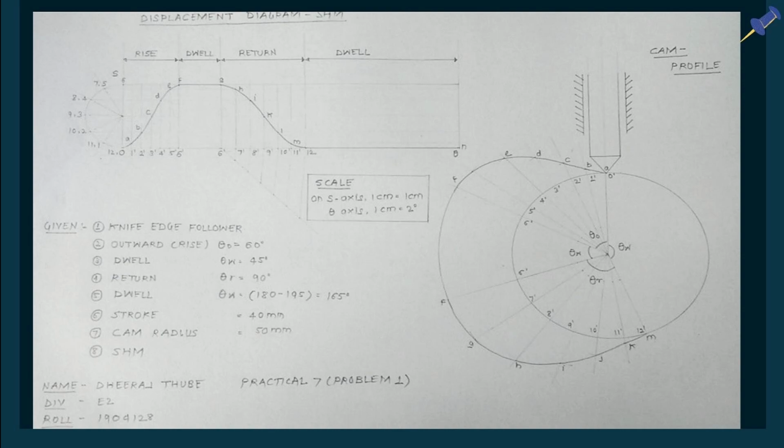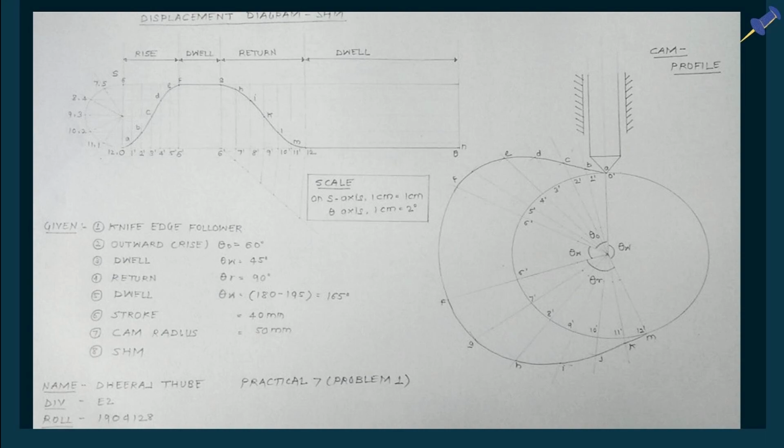Then the next is our follower dwell period of 45 degrees, so it is 22.5 centimeter, and 90 degrees of return stroke is a 4.5 centimeter line. Now we have to divide the outstroke angle and return stroke angle into six equal parts. So for that, draw the two inclined lines dividing the outstroke angle and return stroke angle into six equal parts and name them as 1, 2, 3, 4, 5, 6, etc. For outstroke, the equal parts are from 1 to 6 and 6 to 12 for the return stroke.